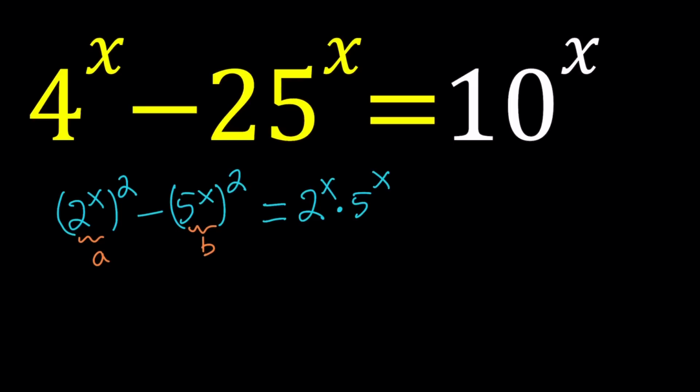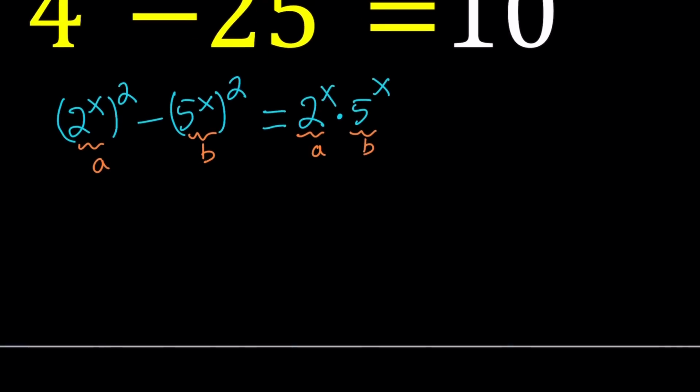Some people complain about purple not being visible on a black background, so I'm going to try not to use that color. So hopefully this is good. If you can't see any of these colors, please let me know if they're not bright enough. So anyways, if a and b are those, this is also going to be a and b. So we get the following: a squared minus b squared equals ab.